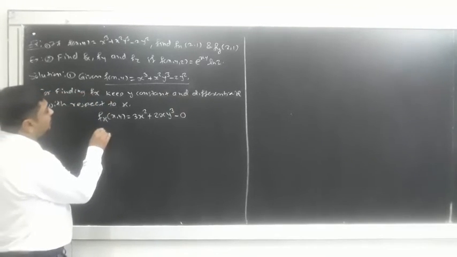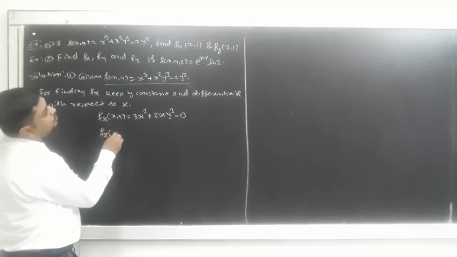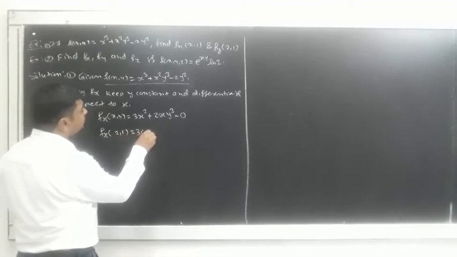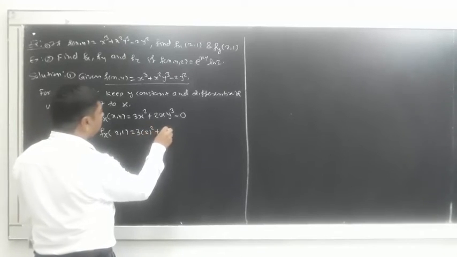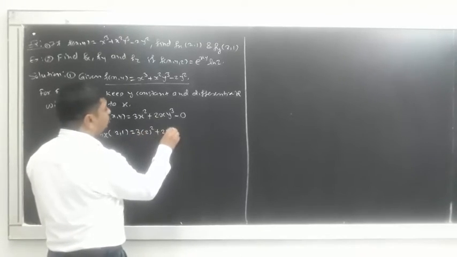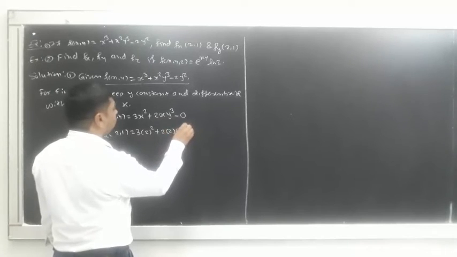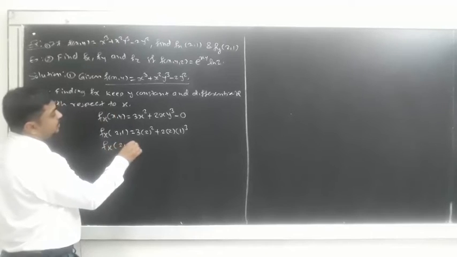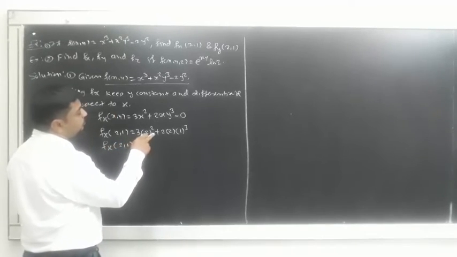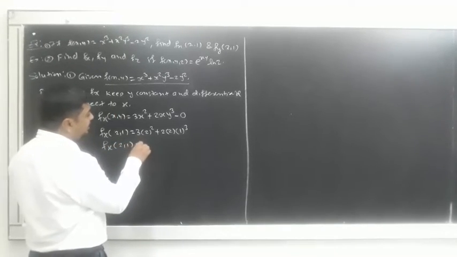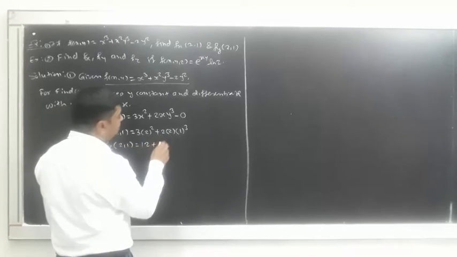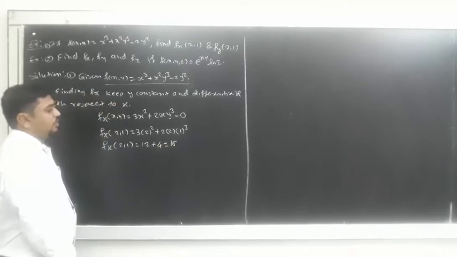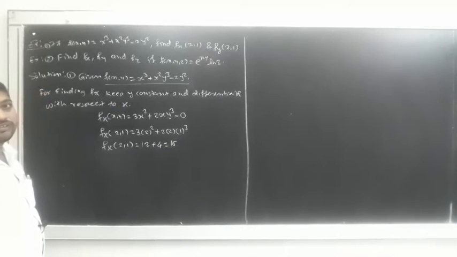Similarly, put the values, what we have to find? (2,1). So put x is equal to 2: 3 into 2 square plus 2 into the value of x, 2, and the value of y is 1. So what should be the value of fx(2,1)? 2 square is 4, 4 3s are 12, plus 2 2s are 4, it should be 16. Okay, so the first answer is 16.